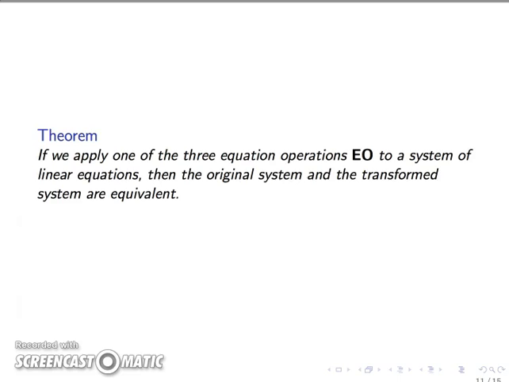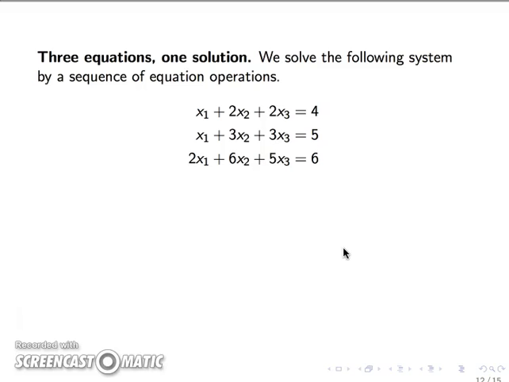So if we apply one of the three equation operations to a system of linear equations, then the original system and the transformed system are equivalent, meaning that the solution set is the same for both of these systems. That's why it is convenient to transform the original set of linear equations into another system that is more manageable. Okay, so what we do next is to apply these equation operations to this system of linear equations.